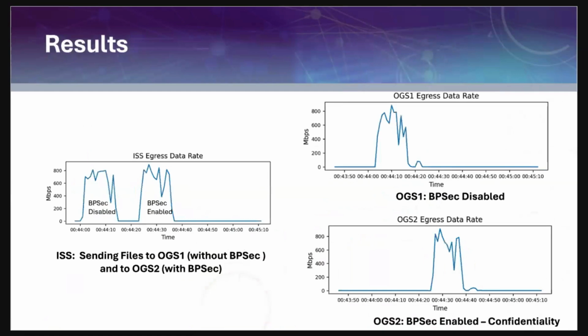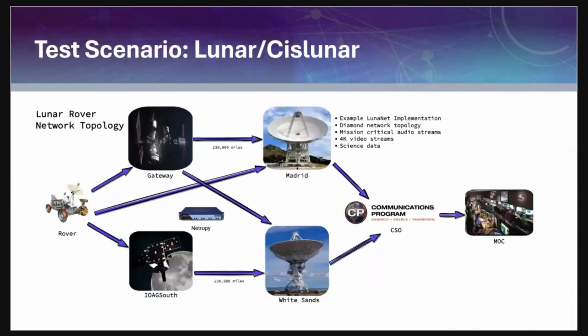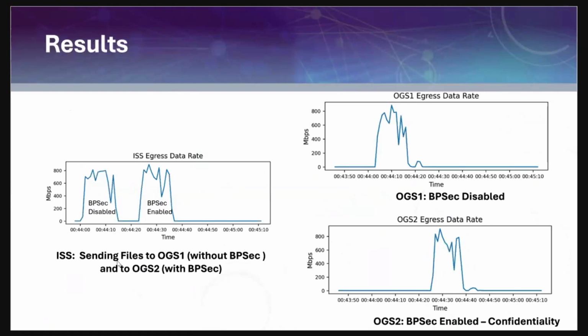With this testing, we show here the results with and without BPSec, sending files from OGS1 without BPSec and OGS2 with BPSec. So we see the data rates are similar with and without BPSec, in this case with confidentiality enabled.